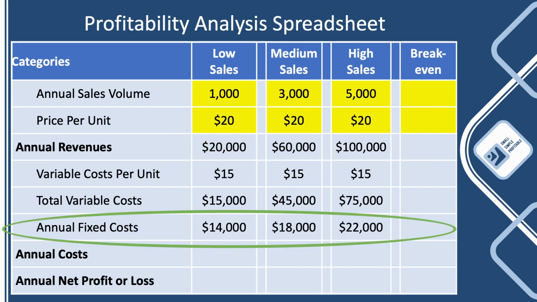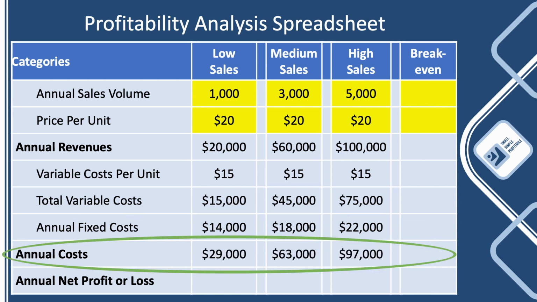Continuing on to the annual fixed costs row, these numbers will be automatically copied from the fixed costs section below, just as the variable costs were automatically copied from the section below. In this example, the annual fixed costs were $14,000 for the low sales column, $18,000 for the medium sales column, and $22,000 for the high sales column.